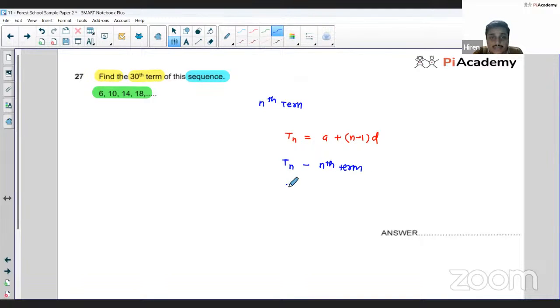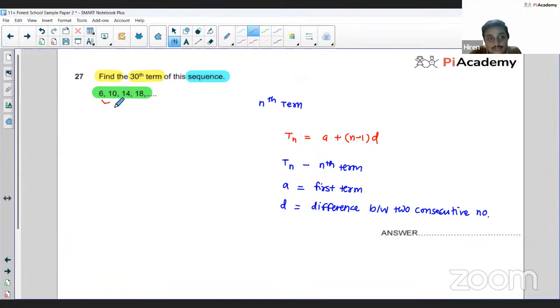Fine. Now A is what? A is the first term. So whatever sequence is given to you, there is a first term that you can put instead of A. Then you have the D. So D is what? D is the difference between two numbers, okay? So the difference between two consecutive numbers. Make sure you are just taking two consecutive numbers, okay? Not the first number and the last number like that. You just have to take two consecutive numbers. Now, one more condition is that this is applicable only when you have a constant difference, okay?